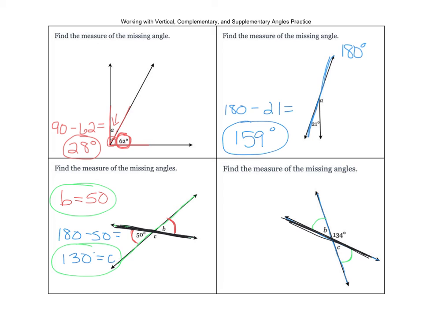We know that that adds up to 180. So to find angle B, I'm going to do 180 minus 134. And that gives me the angle B equals 46 degrees. So now that I know that B is 46, I know C will be equal because C is vertical with B. So angle C would also be 46 degrees.